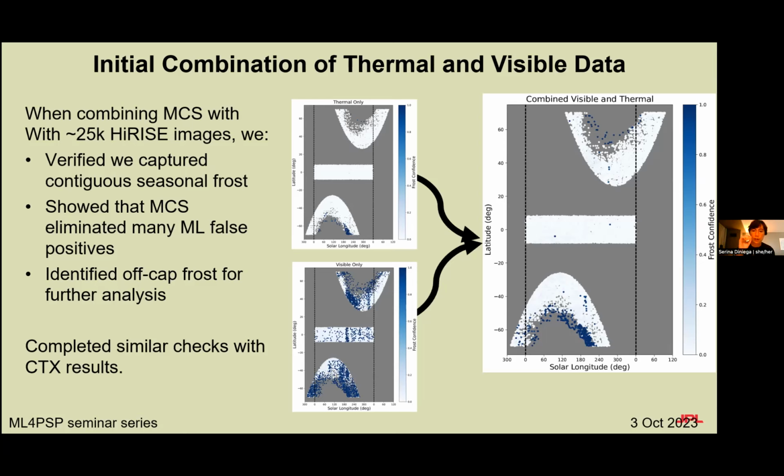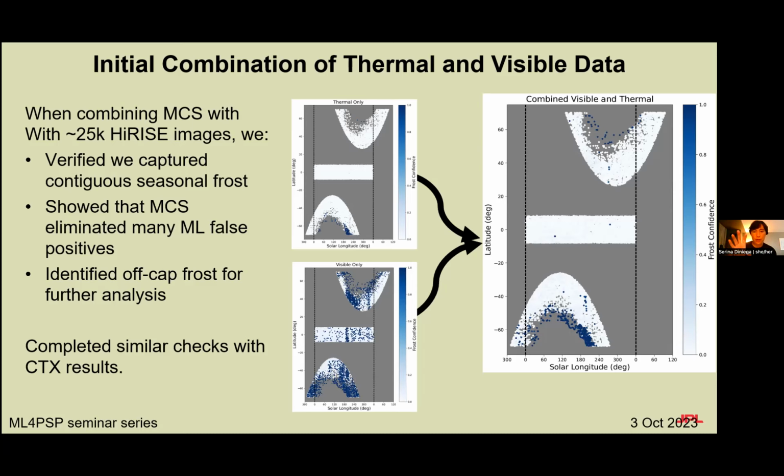And this is plotted on a latitude versus solar longitude. Solar longitude is the time of Mars year, so what season you're in, versus latitude. So as expected, as you go closer to the poles, you should get more blue dots. And in the equatorial region, that rectangle in general, you're not expecting to find much frost there.